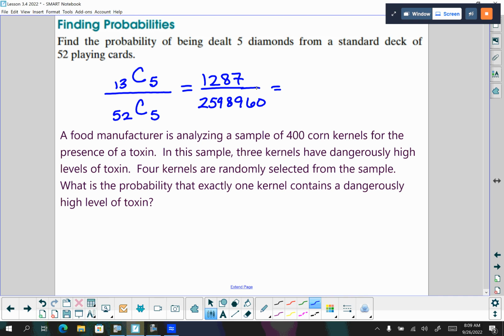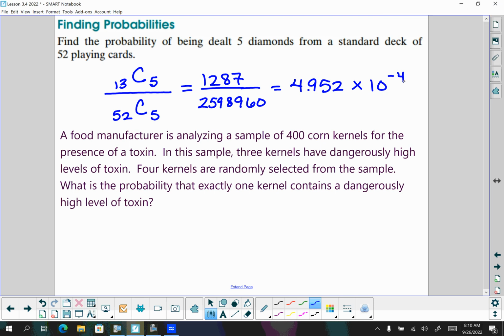Then we just divide them. So what I want, divided by all the different ways it can happen. And I get 4.952 times 10 to the negative 4th power. Pretty small probability. Okay. Let's look at the next one.